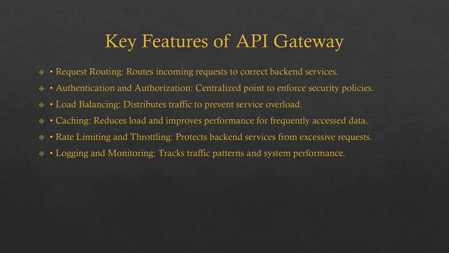Now let's dive into the key features of an API gateway. First, it routes incoming requests to the correct backend services. It's also responsible for centralized authentication and authorization, ensuring that only authorized clients can access our services. Additionally, it can implement load balancing, distribute traffic, cache data, and enforce rate limiting to protect backend services.